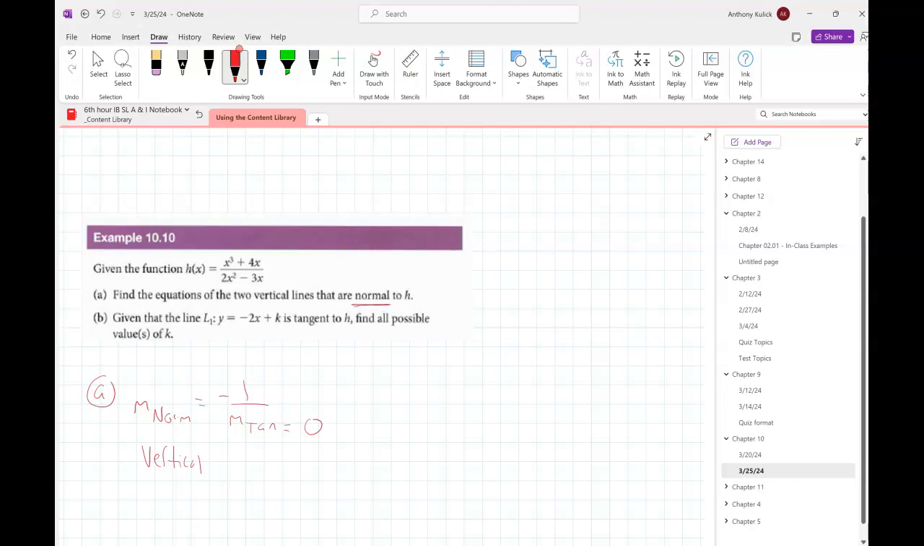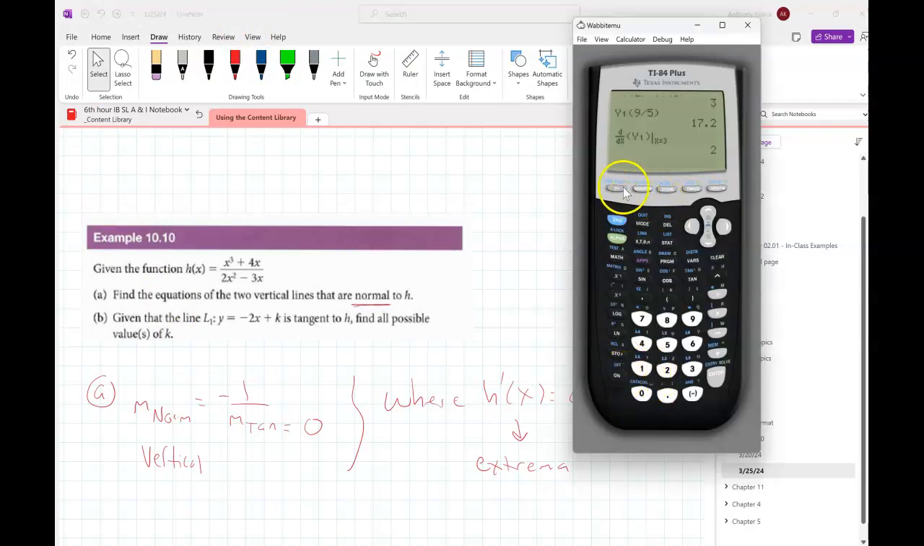So what we're going to be looking for is where the derivative is equal to 0. Where is the derivative equal to 0? At the extrema. So what am I going to do? I'm going to graph this thing on my calculator and find the extrema. That'll give me the x's that I need. Is everybody okay with that plan?